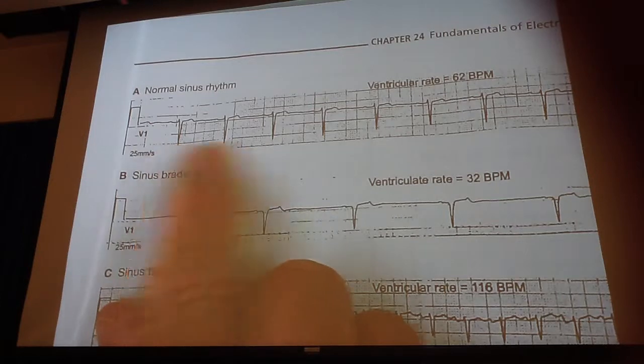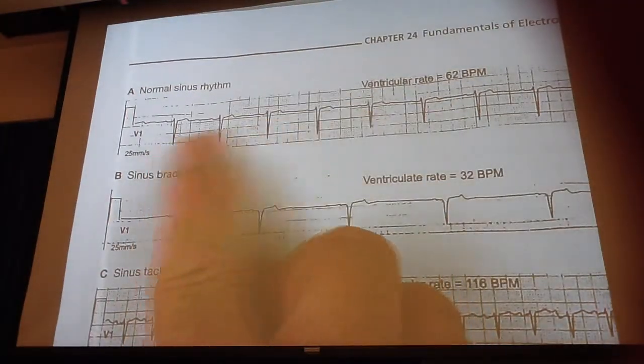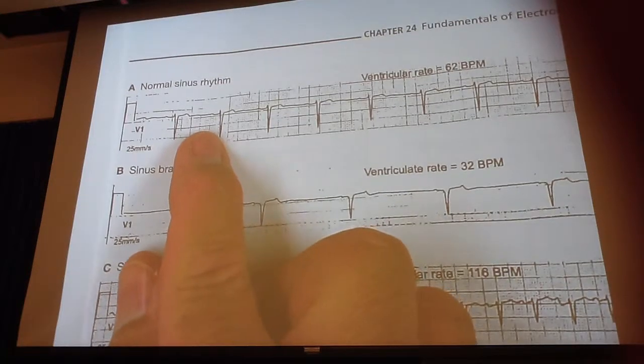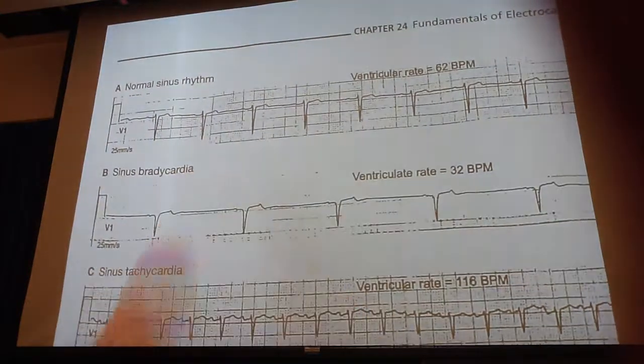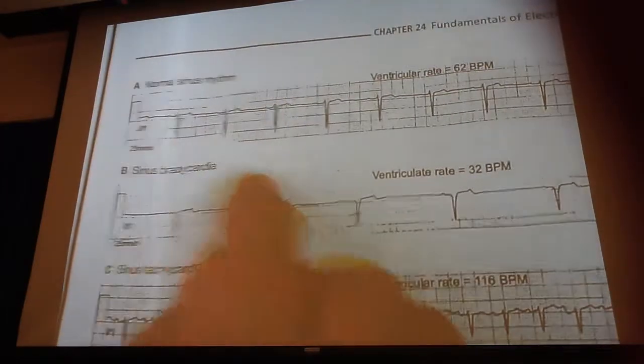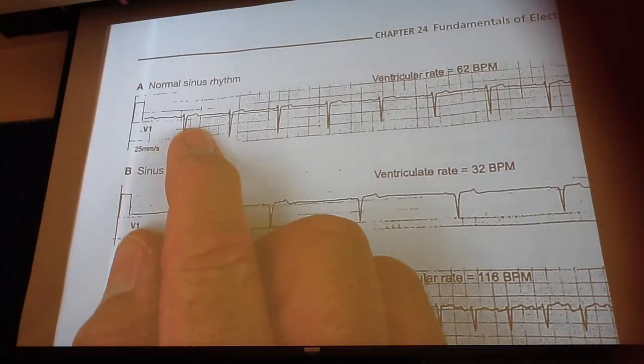But basically, this is what they call normal sinus rhythm. So if I said that you had normal sinus rhythm, what would your heart rate be approximately? 60 to 100. Yeah, probably more for adults, probably 60 to 80. For children and infants, a little bit higher.